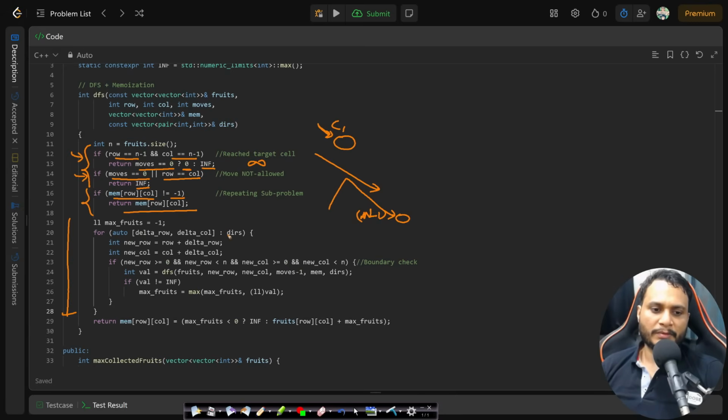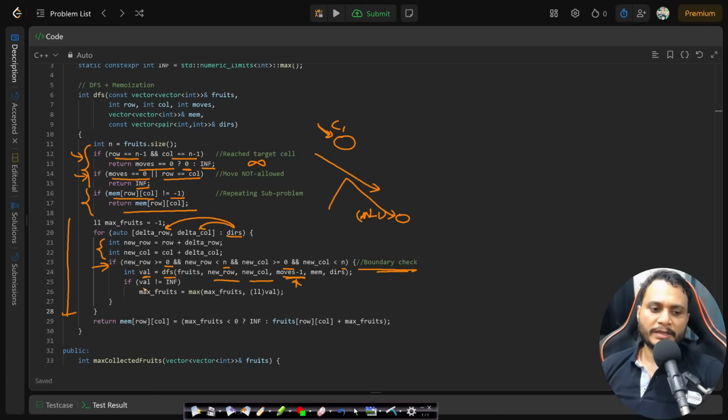Okay, so we will be making all the directional movement by adding the row to delta row and delta column. So finding the new row and new column according to the direction and checking for the boundary case. That means I should not go beyond the boundary. It should be within the boundary of 0 to n for both row and column. Okay. If it is also within the boundary, then I will be making the DFS call to the new row, new column, and I will decrease the number of moves by 1 because we have made one move to reach to the next cell. Okay.